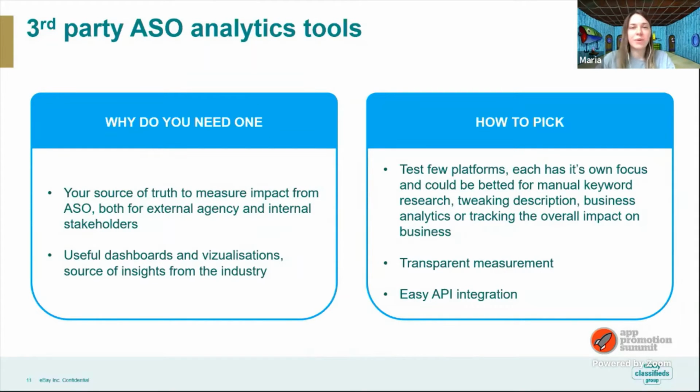And how would you pick one? Because there is a plethora of different solutions on the market at the moment. I think each of them has its own edge, and usually it depends on how many resources you have internally for ASO. Do you have a few other people who can support with keyword research, or is it just you, combining this role with something else, so overall business analytics would be enough for you?